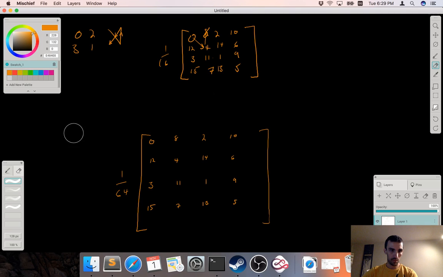I wish I could get rid of this eraser. It's annoying. I don't know why it's still there.